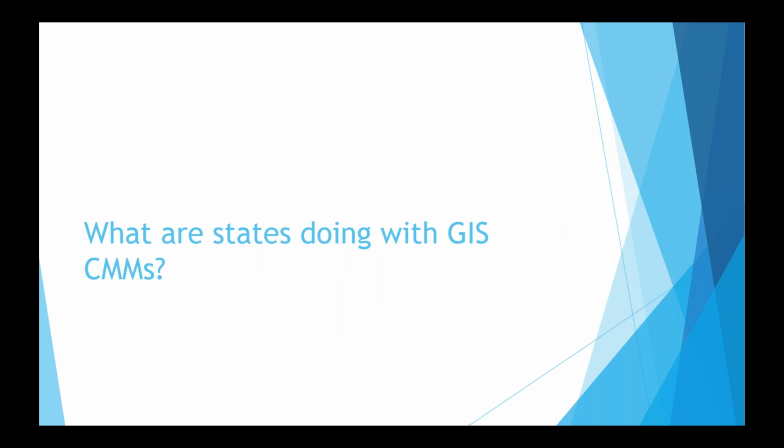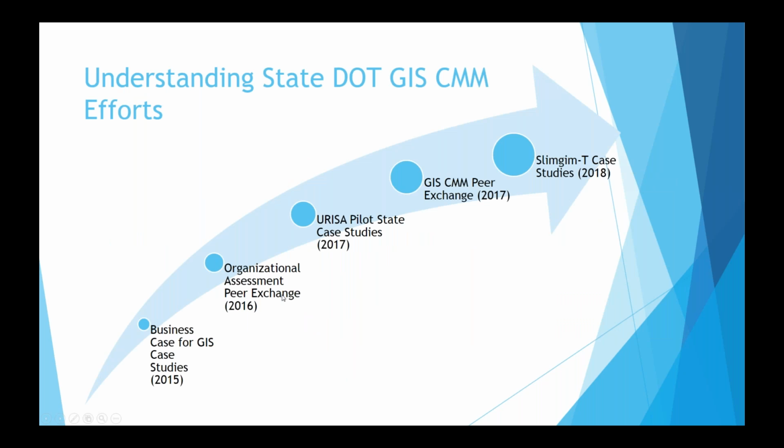So I just briefly talked about what a GIS CMM is and the 2 types that we looked at. When we wanted to look at what states were doing, it was a result of some work that I've been involved with over the last couple of years. At the bottom of the slide, you'll see business case for GIS case studies. In 2015, we saw that there was some interest amongst the state DOTs in how they justified getting the resources, getting the funding to do the GIS applications that they want to do. And so we decided, let's find out what different states did.